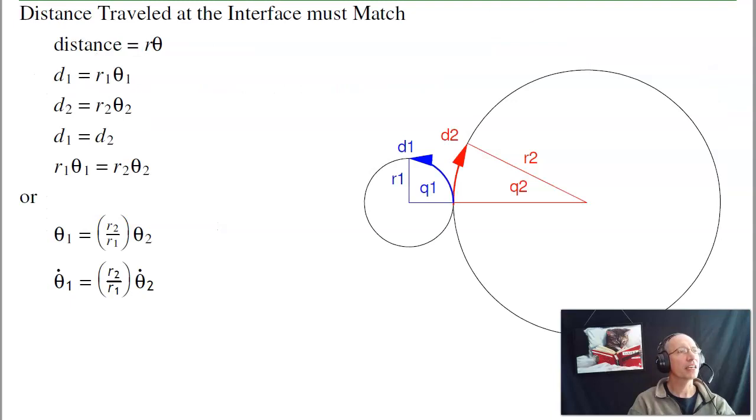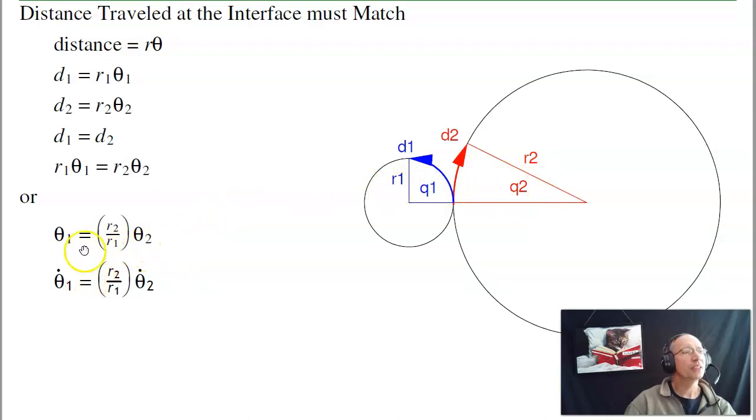And to see that, do a couple constraints. At this interface right here, the distance that I travel along gear 1 is equal to the distance I travel along gear 2. So d1 equals d2. For a gear, if you're sticking with radians, the distance is r times theta, where theta is in radians. Over here, d2 is r2 times theta 2. Since r2 is bigger than r1, theta 2 is smaller than theta 1, and it's proportional.